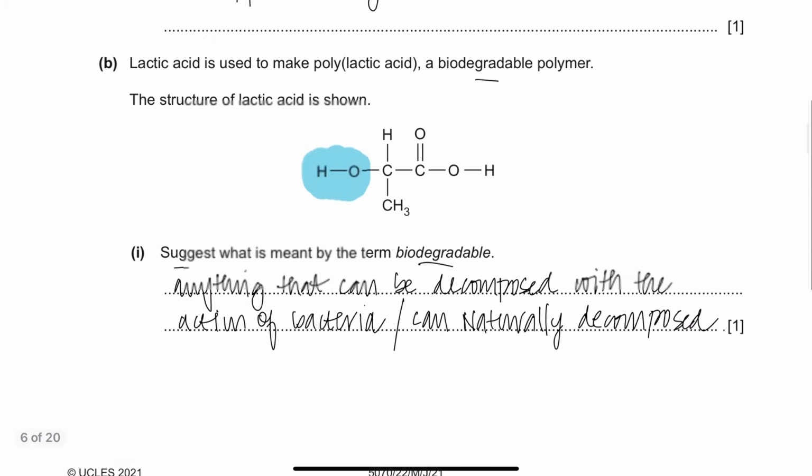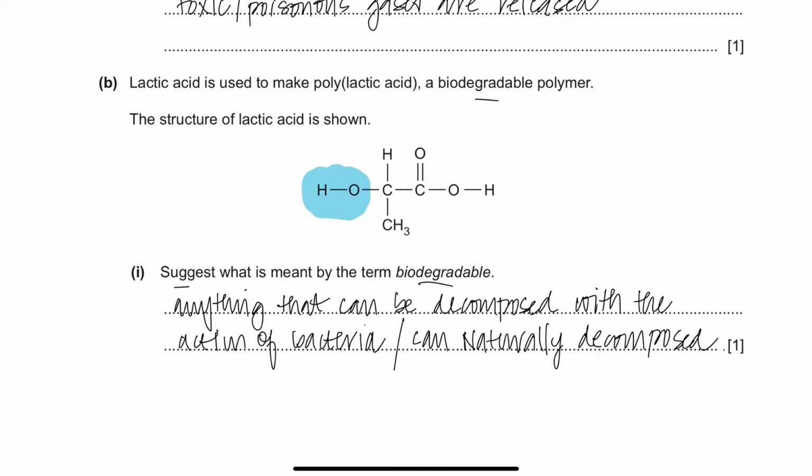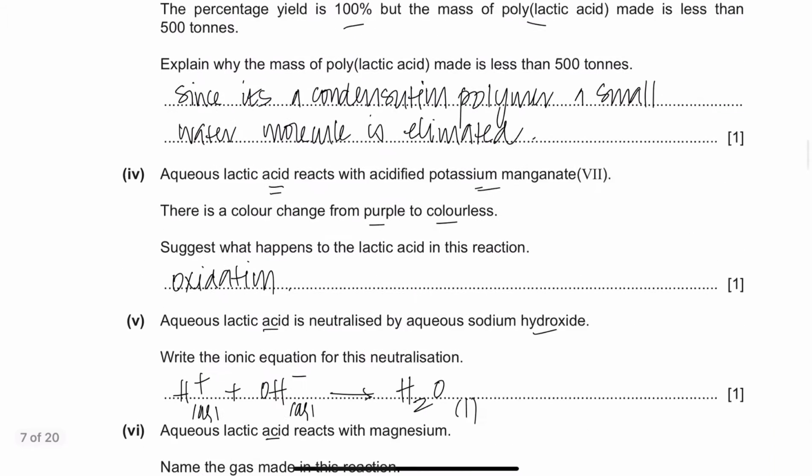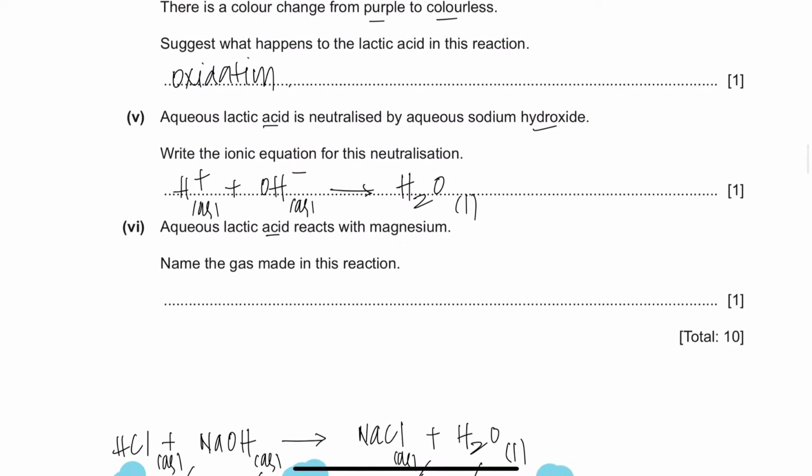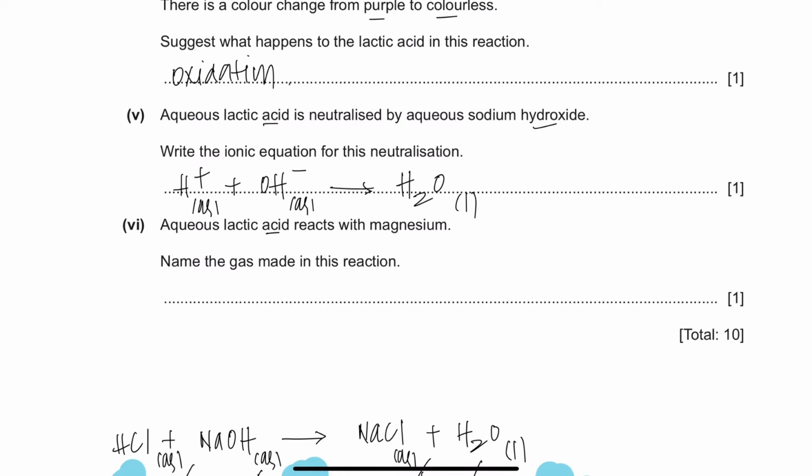And why? Because you realize that lactic acid has the OH bit of an alcohol, and you realize that alcohols were being oxidized with either potassium permanganate or potassium dichromate. Remember? Getting it now? Yes.